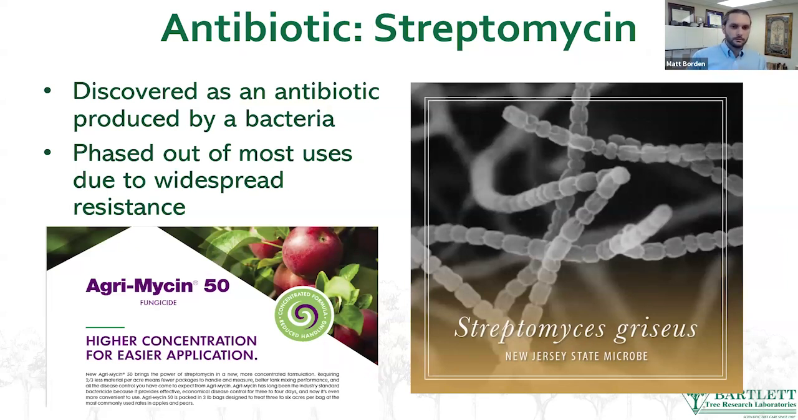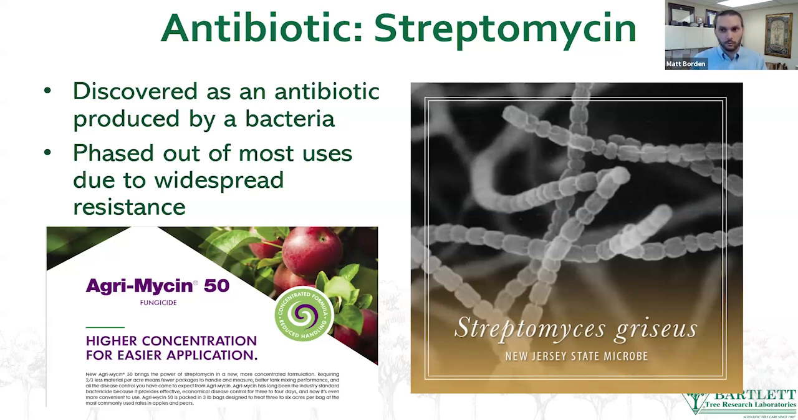So moving on to something a little bit more powerful, antibiotics. Streptomycin was discovered as an antibiotic produced by a bacteria, which happens to be the state microbe of New Jersey. Fun fact for you. So Streptomyces griseus produced what we now know as the antibiotic streptomycin. This was phased out of most uses because bacteria are exceptionally good at developing resistance to anything thrown at them, including many of these antibiotics. So while they're still used quite heavily in certain areas of agriculture, we don't typically use these much in landscapes.